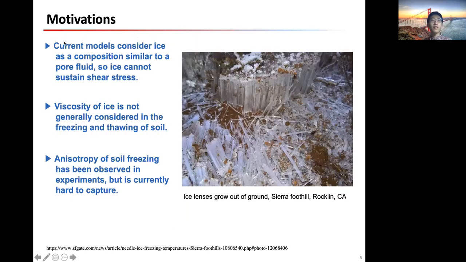Current models consider ice as a composition similar to a pore fluid, so the ice cannot sustain any shear stress. Also, even though ice is viscous, as is commonly known, the viscosity of ice is not generally considered in the freezing and thawing of soil. Anisotropy is also not currently captured by models, but it has been observed in experiments. In this photo, ice lenses grow out of the ground in the Sierra Mountains in California, clearly showing that ice has a preferred direction of growing.